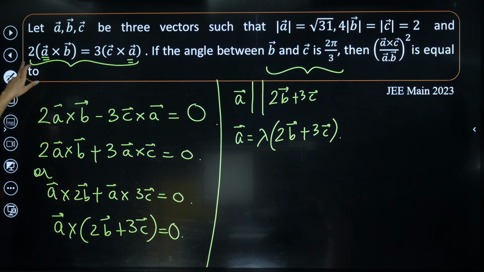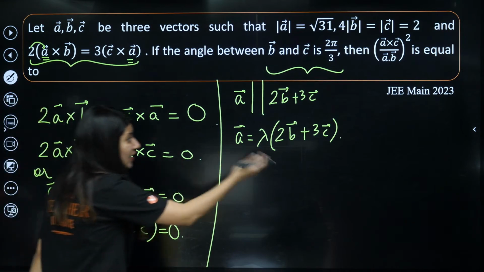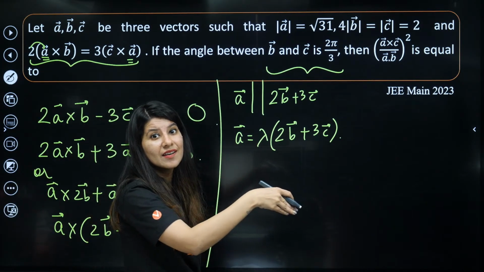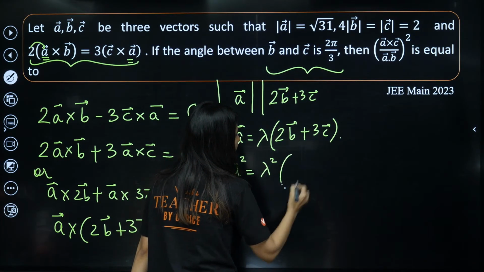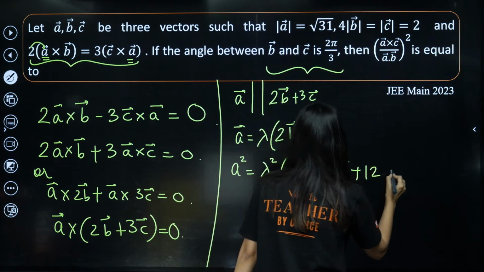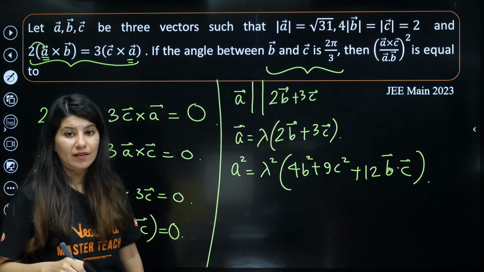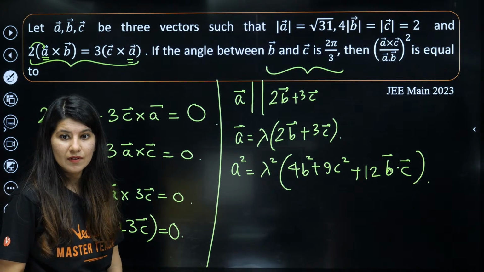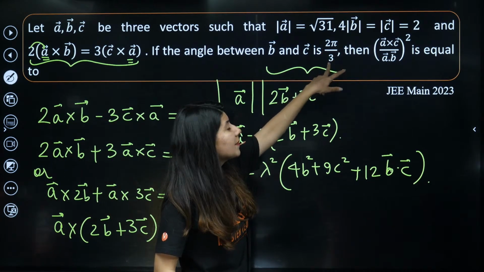So there is a property. Basically, if you have a scalar quantity, you can attach this scalar quantity with A vector or B vector, whatever you want. This is the property. Now, here we have to square both the sides. The moment we square both the sides, it would be A square is equal to lambda square times 4B square plus 9C square plus 3 times 4 is 12, B dot C. And the question has already given it.